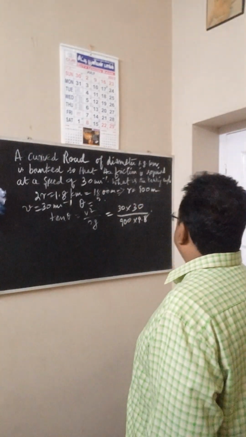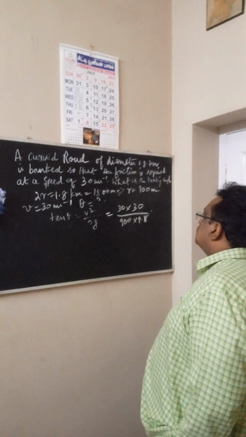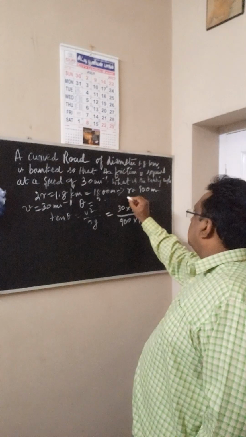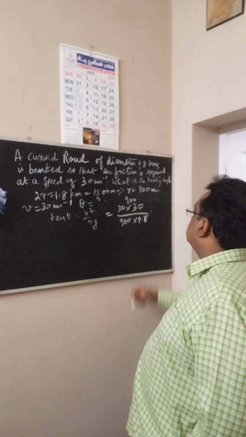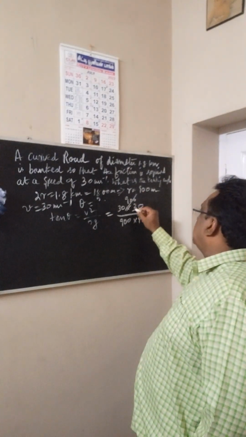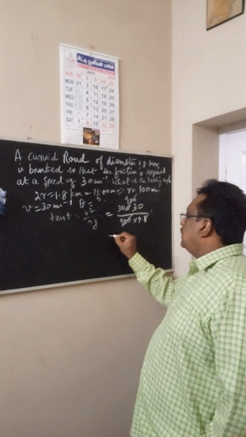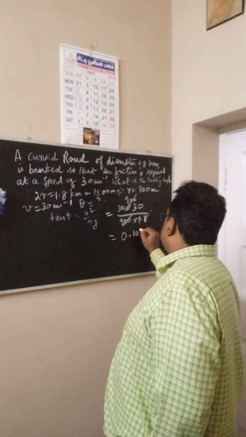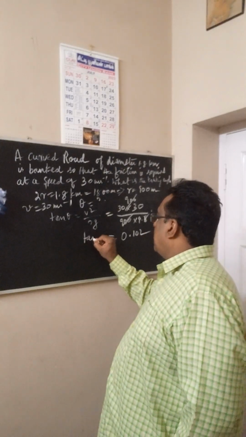So 30 into 30 is how much? 30 into 30 is 900. So this 900 and 900 will get cancelled. And 1 by 9.8 is 0.102. This is equal to tan theta.